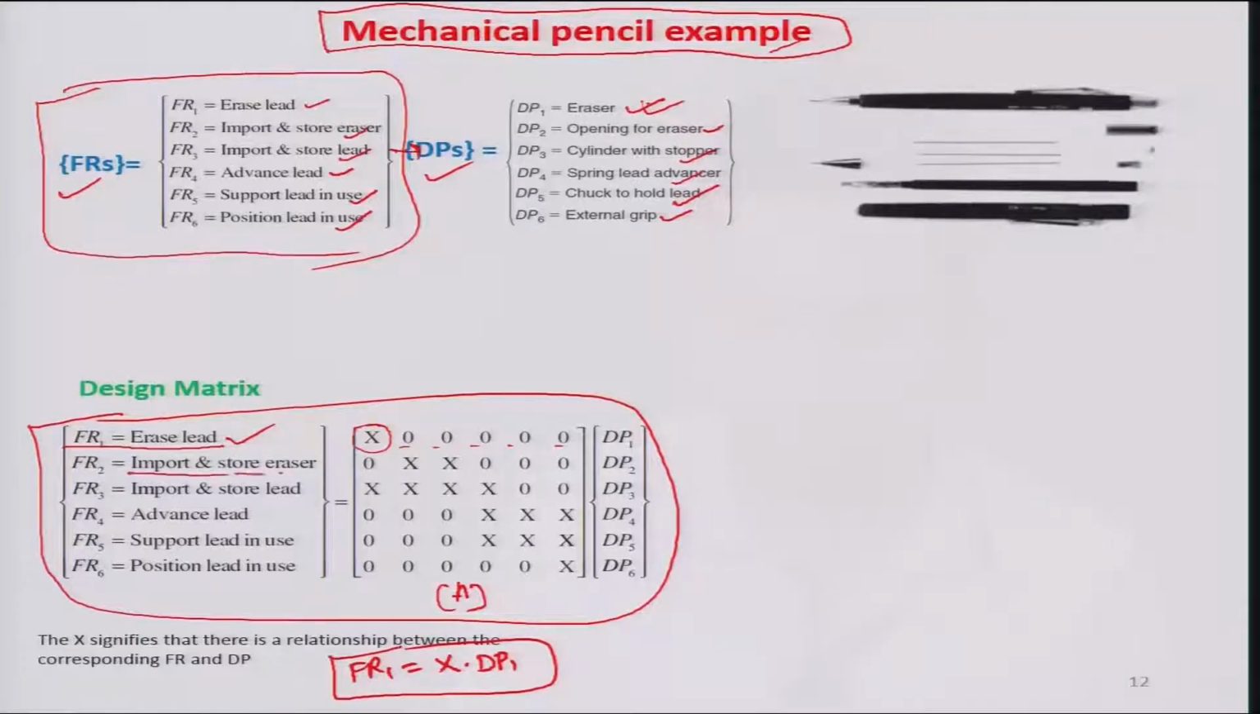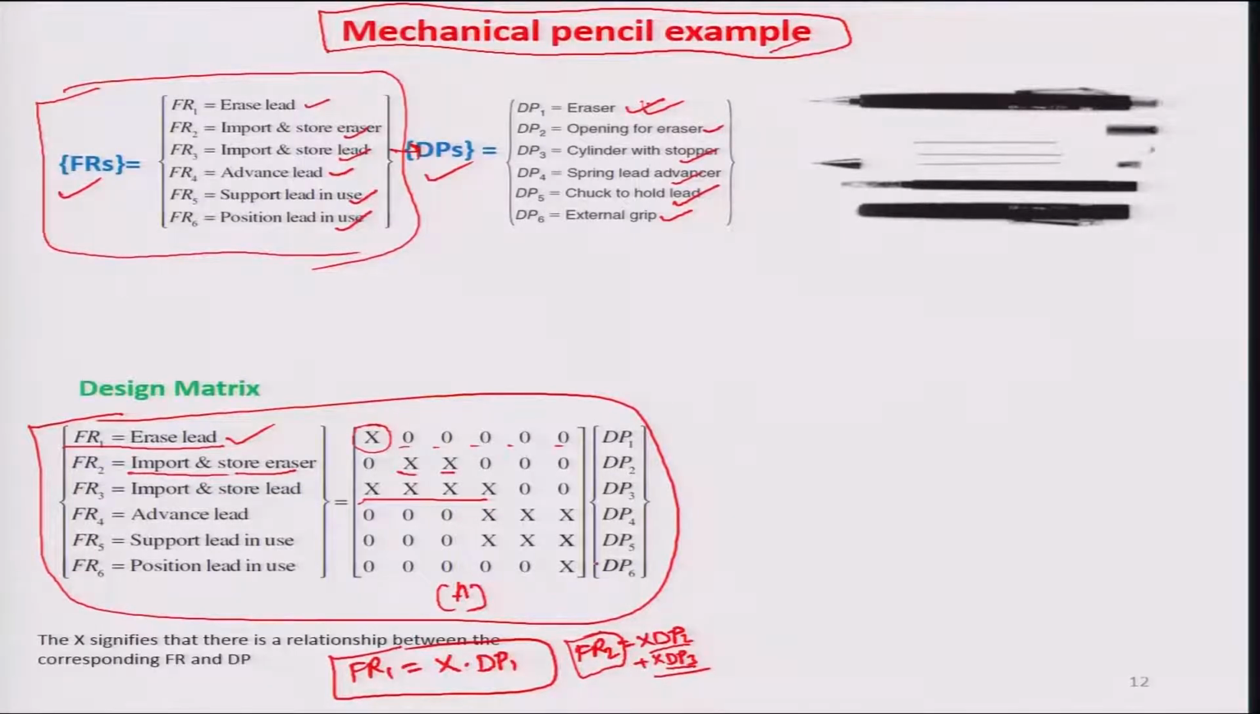Similarly, import and store eraser. Here you can see that there are two non-zero values. So if you write the equation for FR2, it will be x DP2 plus x DP3. So here two designing parameters are required for your functional requirement 2. And again here you can see that there are 4 non-zero parameters, and from the previous slide you can see that in this matrix it is neither a triangular matrix nor a diagonal matrix.